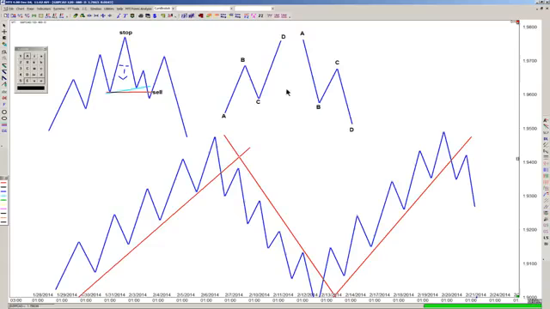When I put these two formations together, watch what happens when I slide these two together. What does this look like? Doesn't this look like a king's crown? See the king's crown? Here's the left tip of the crown, here's the center tip of the crown, and here's the right tip of the crown.